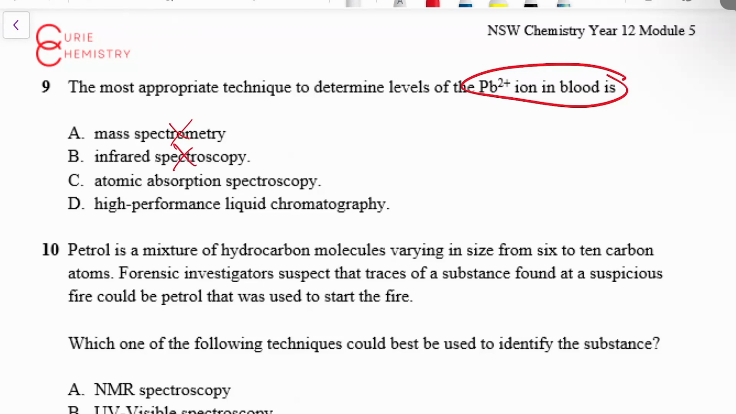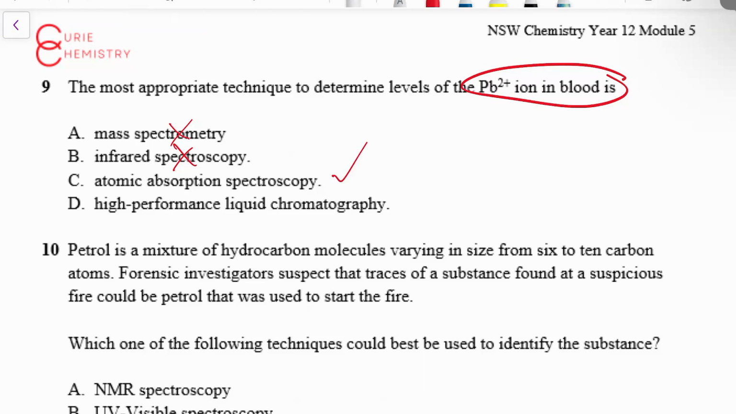Atomic absorption spectroscopy. That one measures the concentration of a specific thing in the mixture. Yes. For atomic absorption spectroscopy, you need to know what something is. You need to select the correct hollow cathode lamp. If you're testing for lead, you need a hollow cathode lamp made out of lead. So at the moment it seems like it's atomic absorption spectroscopy. It also works for inorganic substances, which is what Pb2+ is.